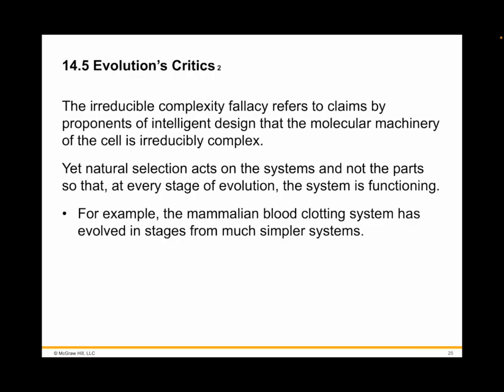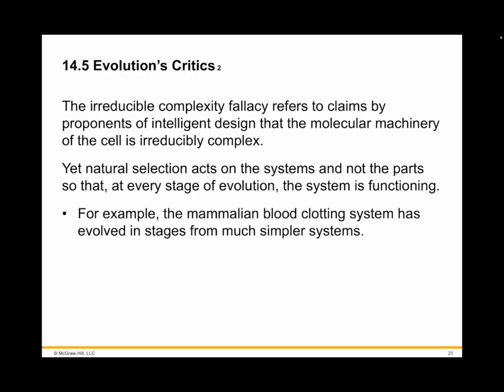What's wrong with this argument, as evolutionary scientists have been quick to point out, is that evolution acts on the system, not its parts. Natural selection can evolve a complex system because at every stage of its evolution, the system functions. Parts that improve function are added, and eventually become essential, in the way that the second rung of a ladder becomes essential once you've added a third.